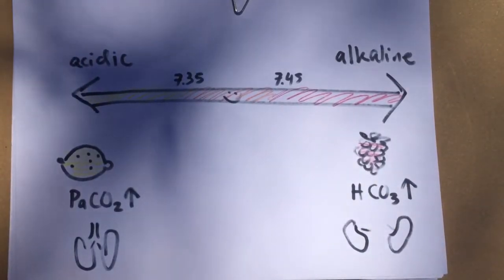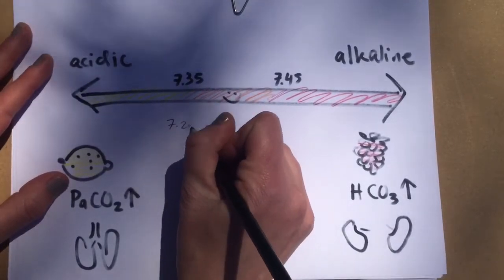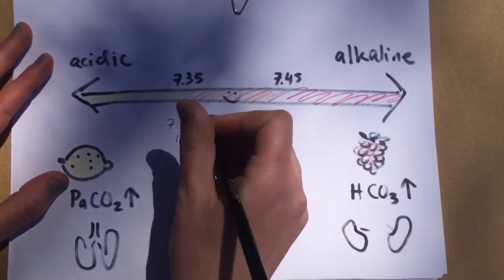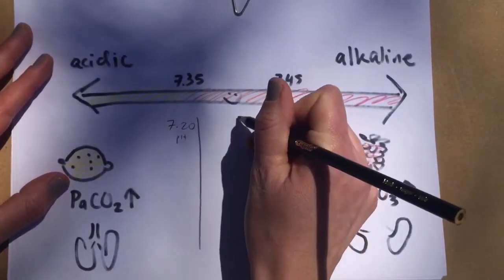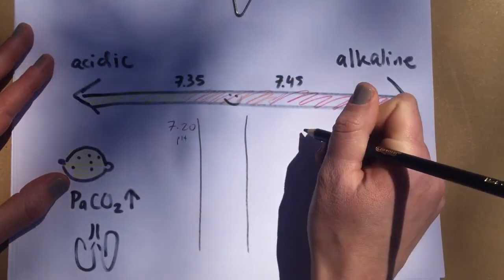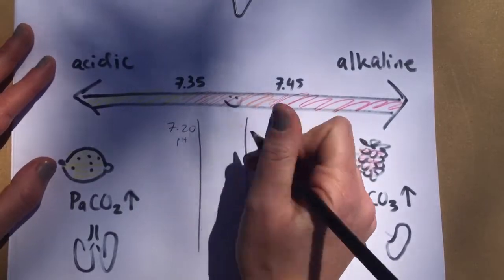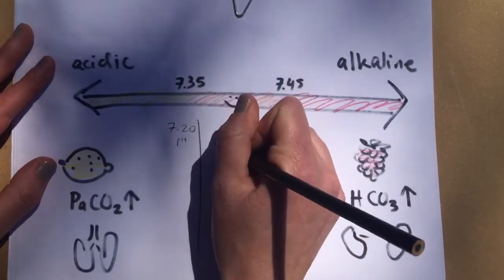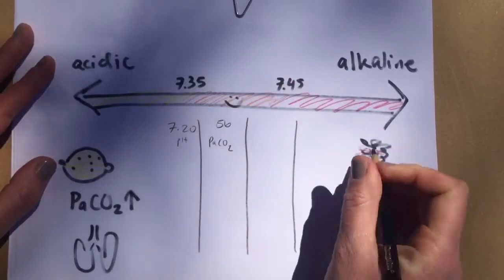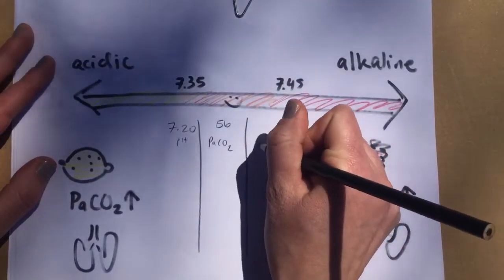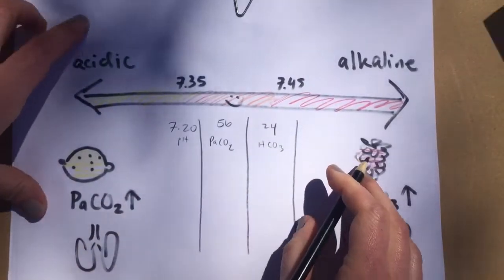Okay, so let's say we have a value of 7.20 as our pH. This will be the pH lane, this will be the PaCO2 lane, and this will be the HCO3 lane. So your pH is 7.20, your PaCO2 is 56, and your HCO3 is 24. How would we know where we fall in the spectrum?